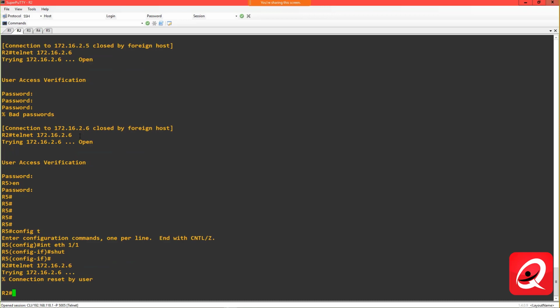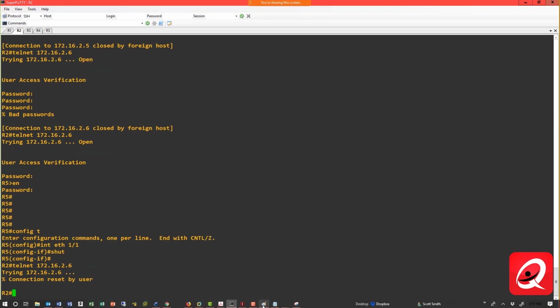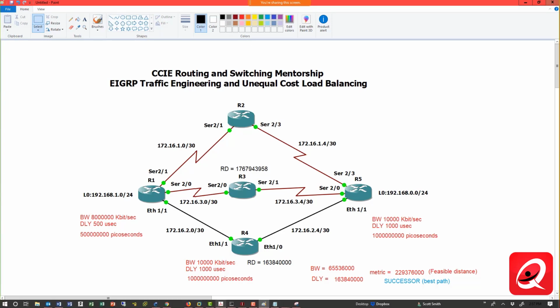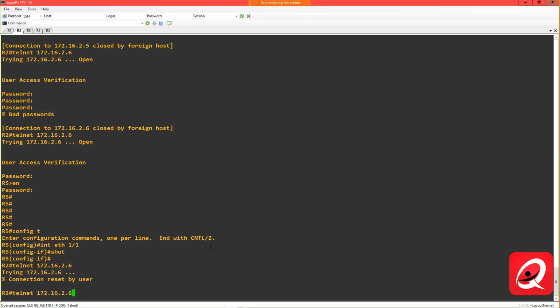Why isn't it connecting now? Oh, because I was connected. I need to go to 1.6. I was actually connected to 2.6. So let me go back to 1.6 real quick.